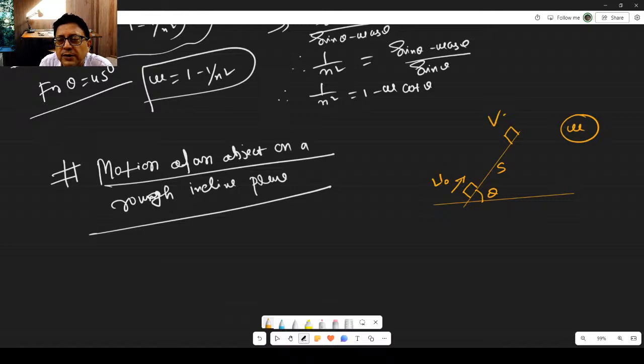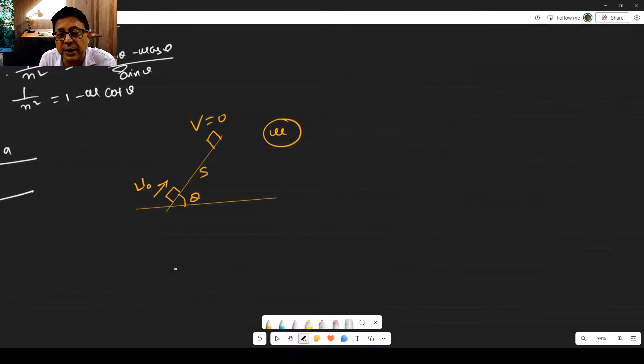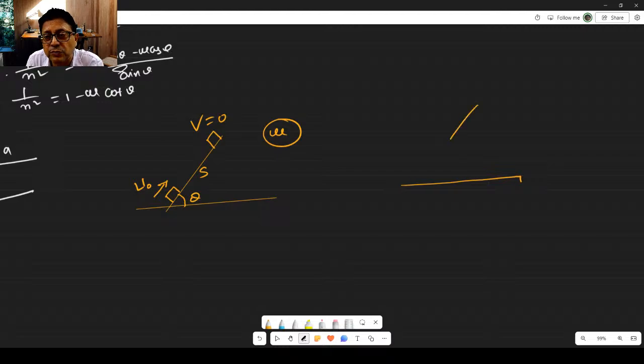If it stops, then velocity will be 0. This question has no link with the previous one. In the previous case it was being accelerated, but this time it will be retarded with a greater value of retardation. There is no link with the previous equation you got. It's a totally different case. What will be the retardation here that we need to find? What is the retardation on the inclined plane? Can you tell me?